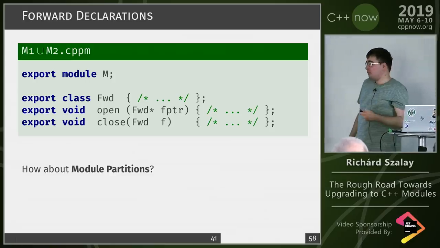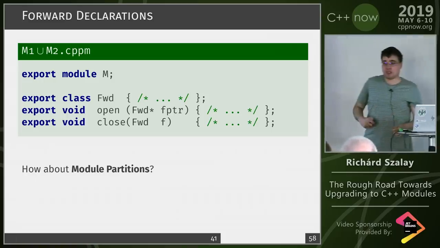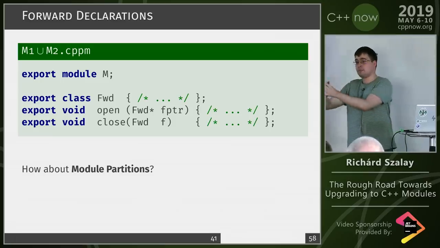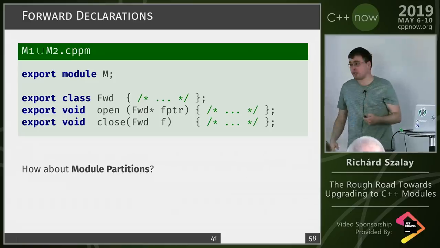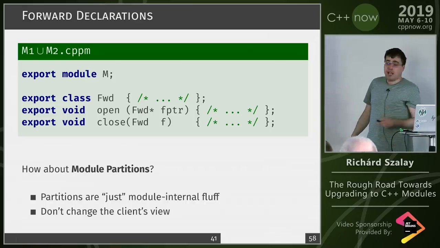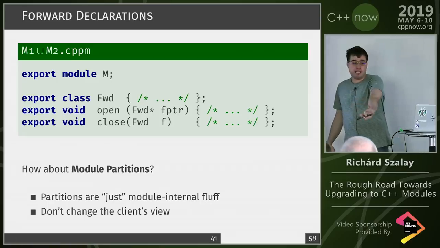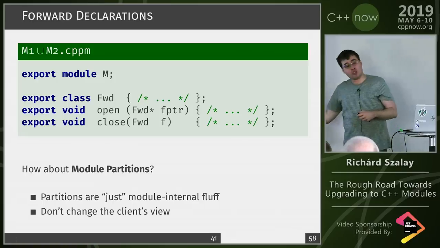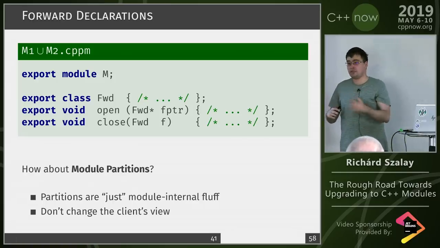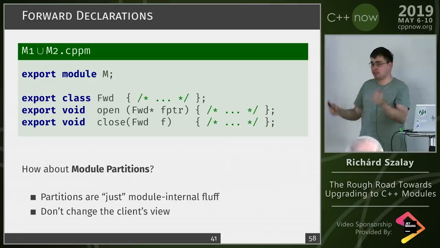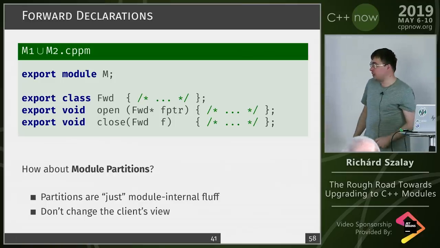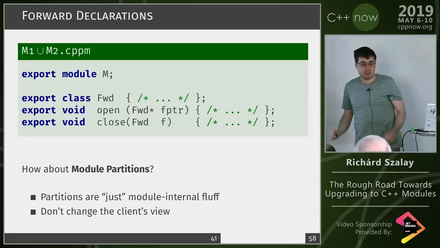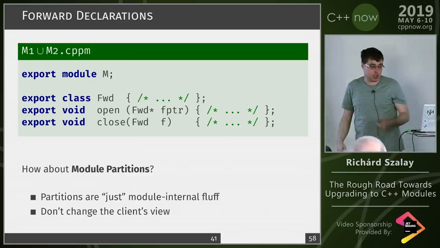So what about module partitions? Now people came up with the idea of having the same module have multiple sub-translation units which are compiled separately to break up dependency chains. Now, submodules have been thrown out. So partitions are module-internal fluff. They don't change the view of the client. If you say import my module, you will import all necessary interface partitions of it. And I didn't know about module partitions when I started working with this, but it doesn't fundamentally change the end result.